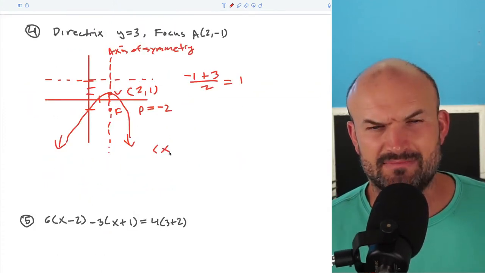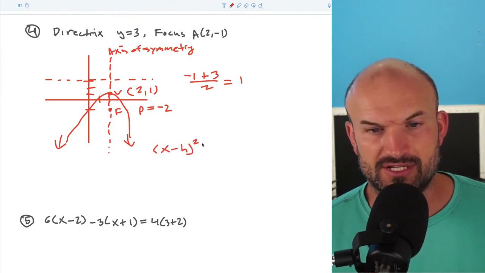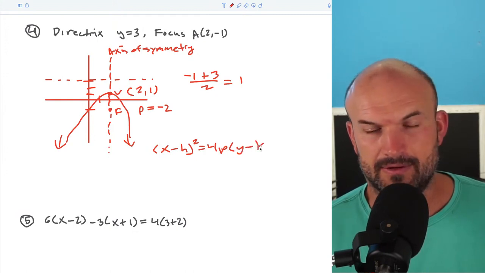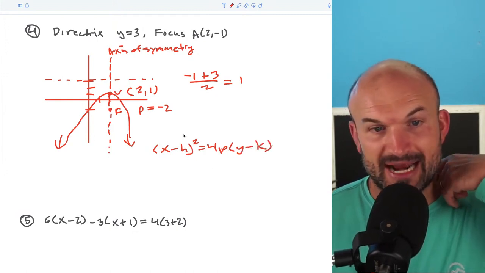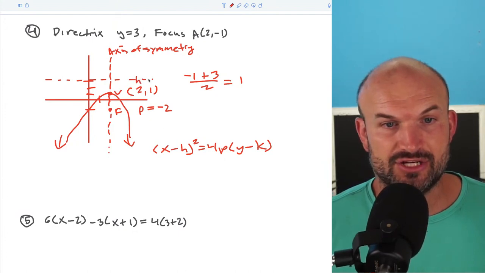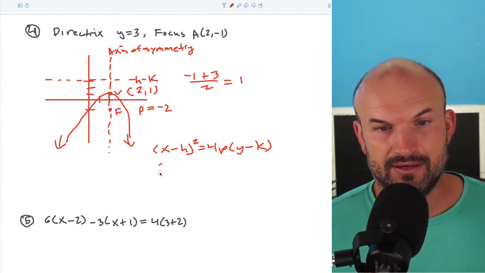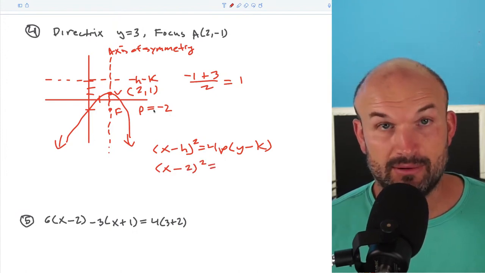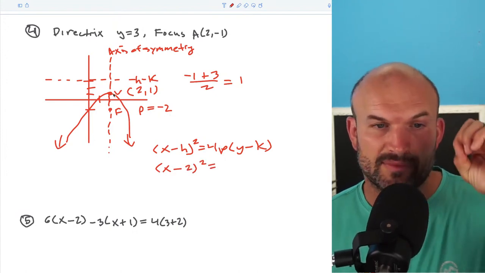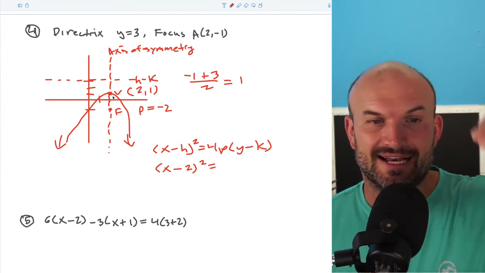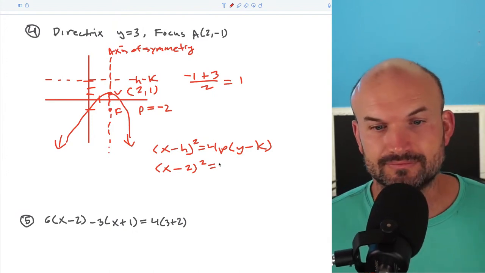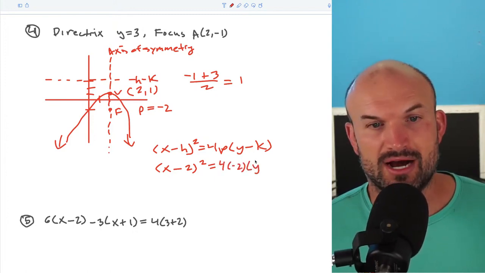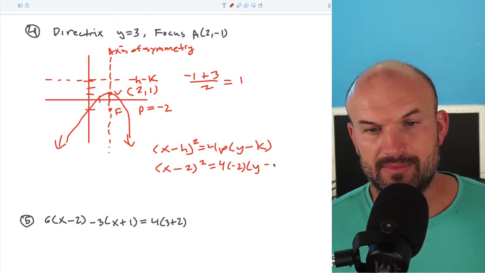That is going to be (x minus h) quantity squared equals 4p times (y minus k), let's see if I remember it. Hopefully I remember that correctly. So remember (h, k) is going to be your vertex, so that's h, and that's k. So we have (x minus 2) quantity squared equals 4p. Now remember, p was -2, right? Again, the distance from your vertex to your focus is p, but it's also in the negative direction. So therefore, that's going to be 4 times -2. And then it's going to be (y minus 1).